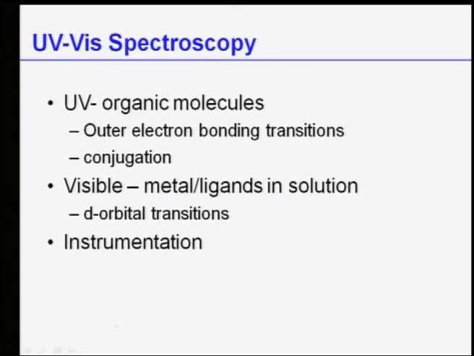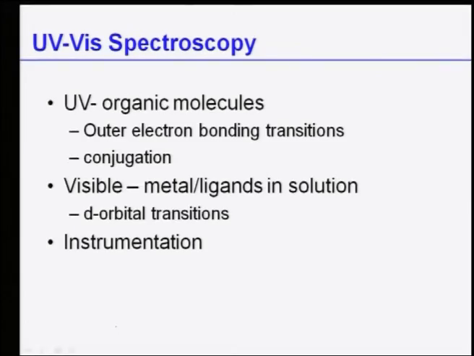So what are the different things UV visible spectroscopy can do? Well, UV visible spectroscopy, as I said at the outset, can be used for determining the different molecular transitions, or electronic transitions rather, in organic molecules, like outer electron binding transitions and conjugations, which we will discuss in detail. Visible ones can be used for metal or ligand studies in solutions, like d orbital transitions. And at the end of this lecture, I will also discuss the instrumentation.